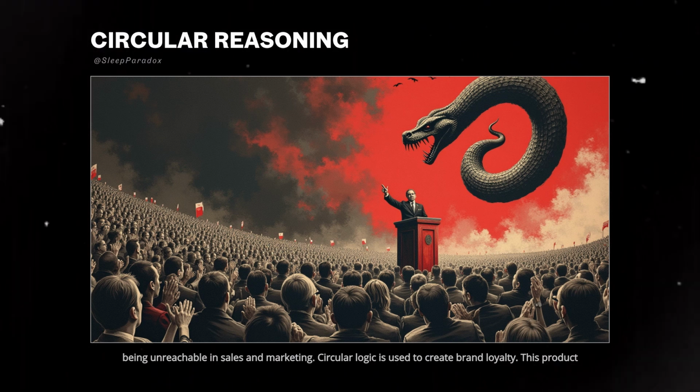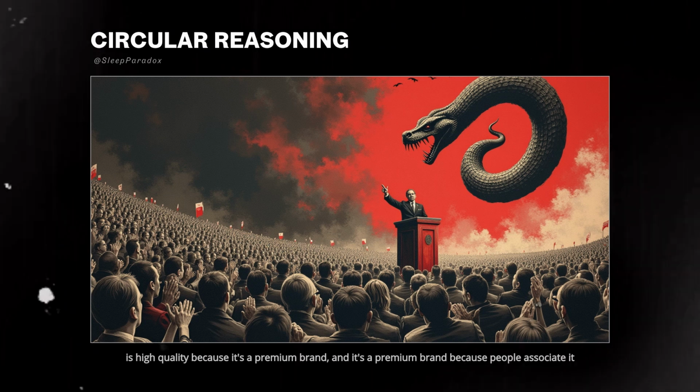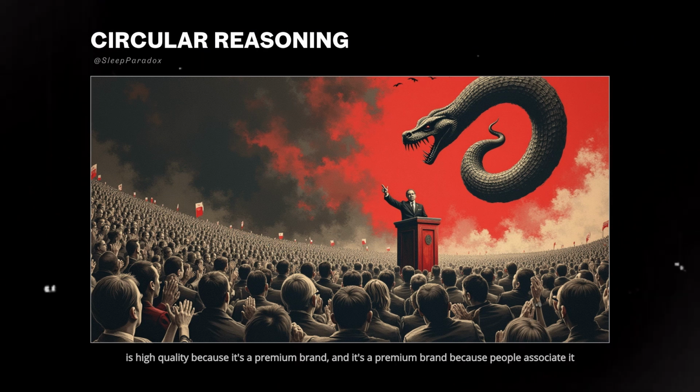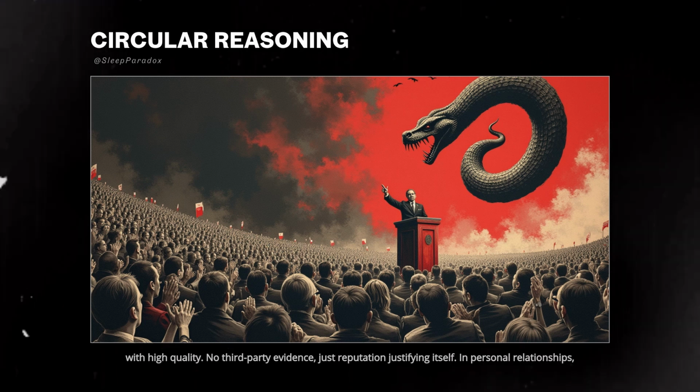In sales and marketing, circular logic is used to create brand loyalty. This product is high quality because it's a premium brand, and it's a premium brand because people associate it with high quality. No third-party evidence, just reputation justifying itself.